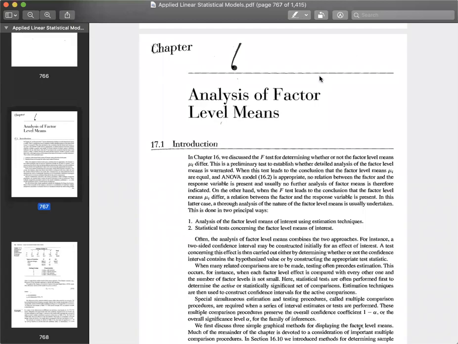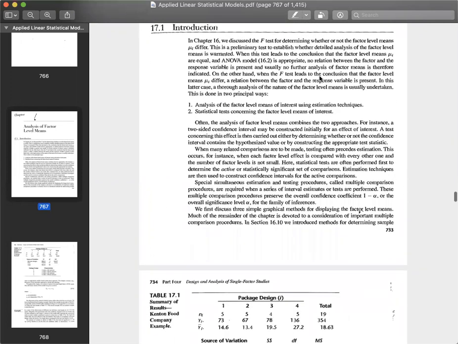Chapter 17, Analysis of Factor-Level Means. The Introduction. In Chapter 16, we discussed the F-test for determining whether or not the factor-level means μi differ. This is a preliminary test to establish whether detailed analysis of the factor-level means is warranted.